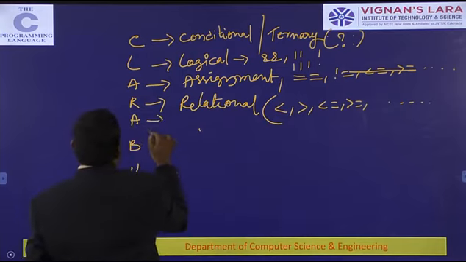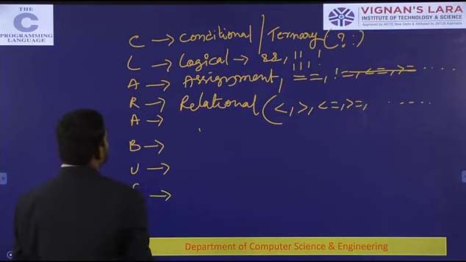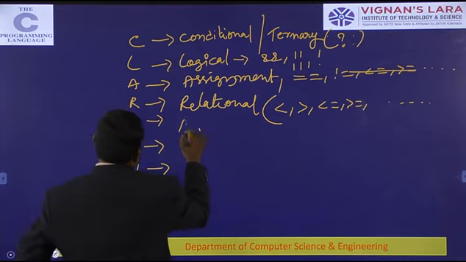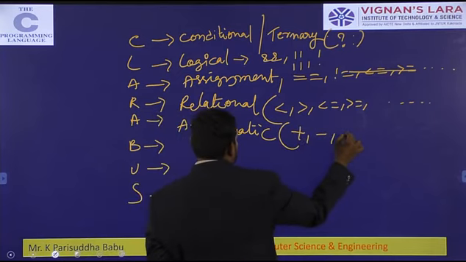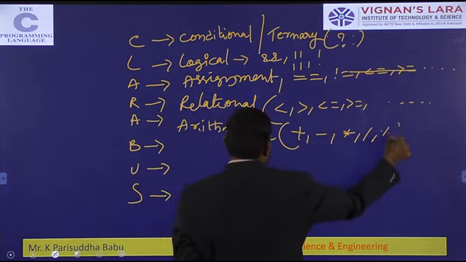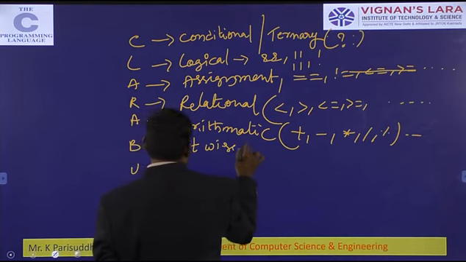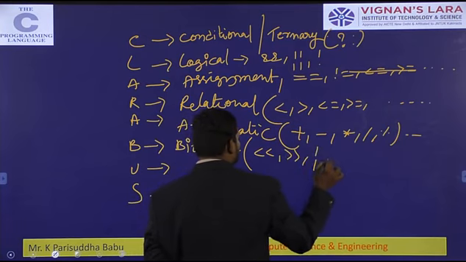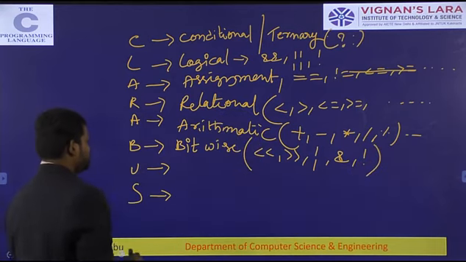Next, arithmetic operators: plus, minus, multiplication, division, modulo division, etc. Bitwise operators: left shift, right shift operator, bitwise OR, bitwise AND, bitwise NOT operators. All are binary category operators.